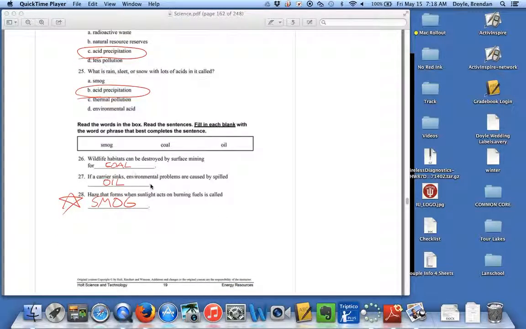26, wildlife habitats can be destroyed by surface mining for coal. 27, if a carrier sinks, environmental problems are caused by spilled oil. So if an oil tanker sinks or has a hole in it or something, that could cause all kinds of environmental problems. And 28, haze that forms when sunlight acts on burning fuels is smog.